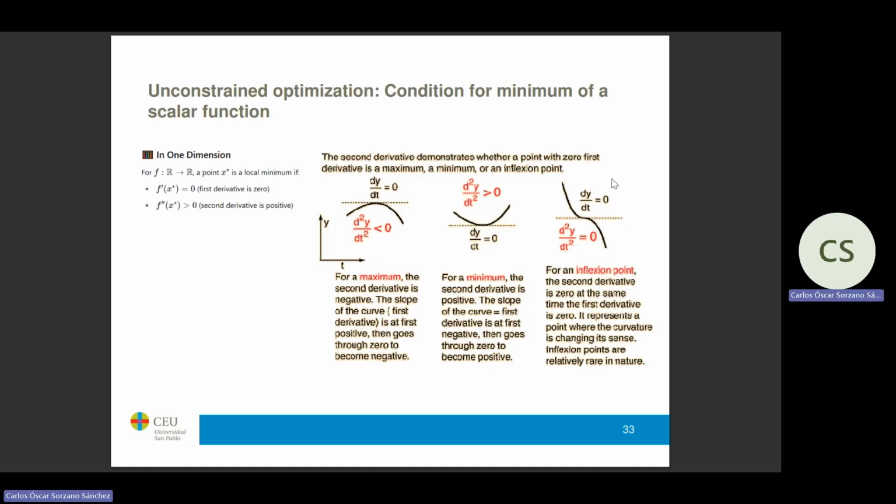Here, we are not plotting the second derivative, but the second derivative of that function is positive here, negative here, and zero here. So this is the way to distinguish different points of a function. The points fulfilling these two conditions are minima. The points fulfilling these two conditions are maxima. And the points fulfilling these two conditions are inflection points. Okay, so these you already knew. And now let's extend that to more dimensions.